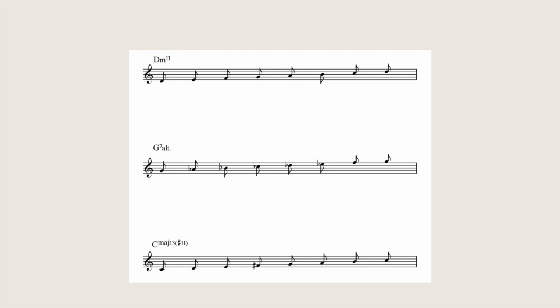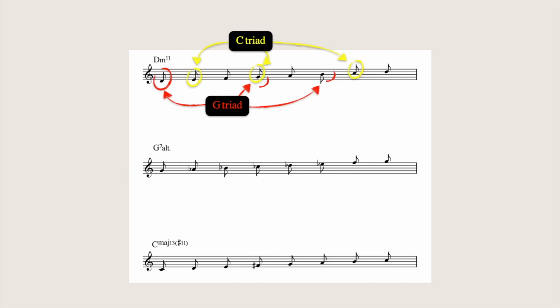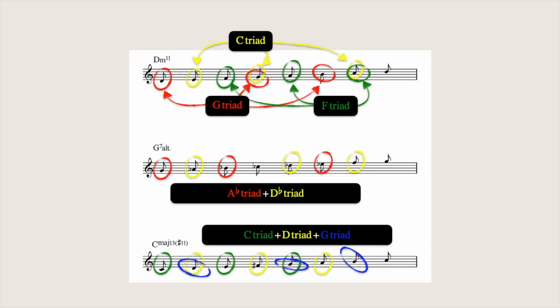Now we look for major triads in each scale. As you can see, there's a choice of major triads within each scale. Look more closely and you'll see that in the chords that come from major harmony, the D minor 11 and the C major 13 sharp 11, have 3 major triads within them, whereas the chord which comes from melodic minor harmony, the altered chord, only has 2 major triads.